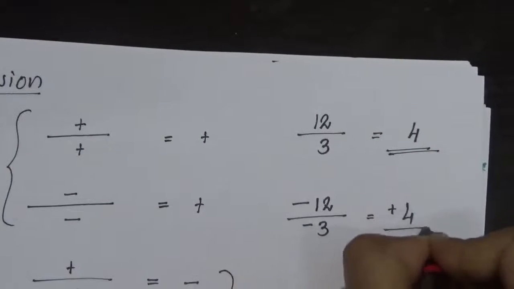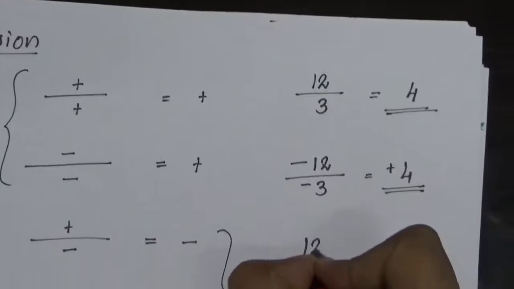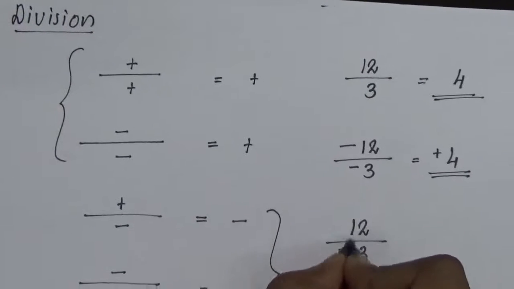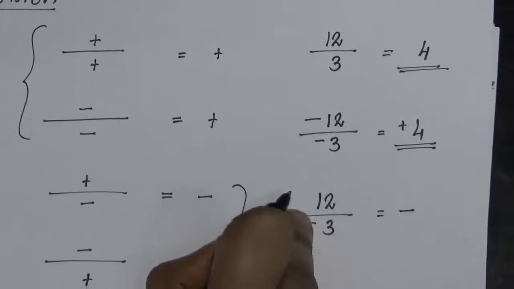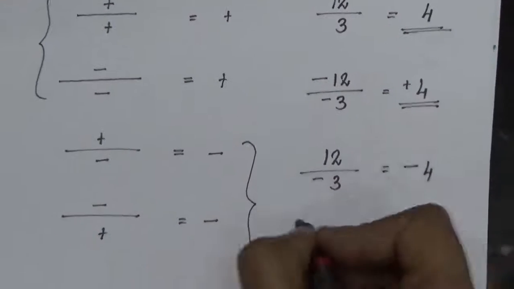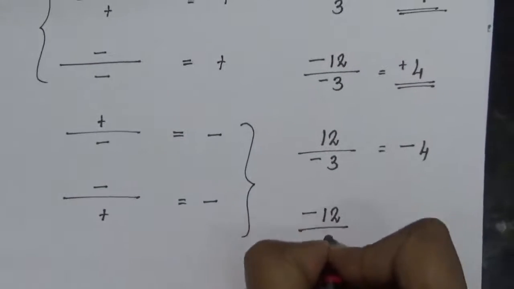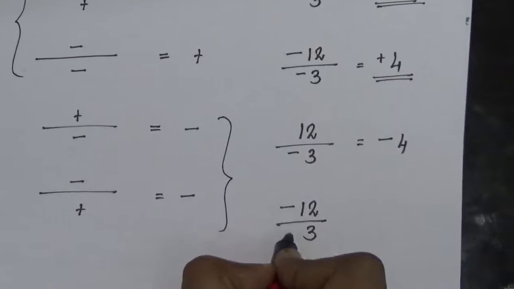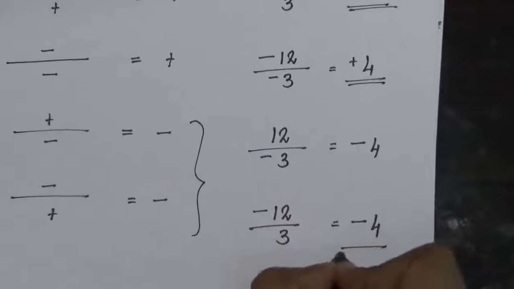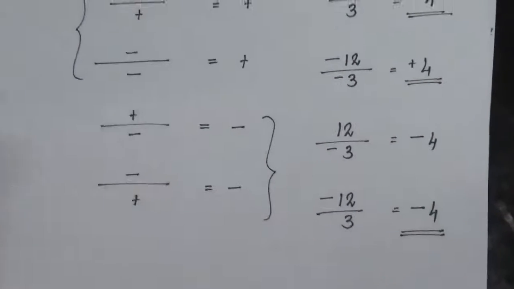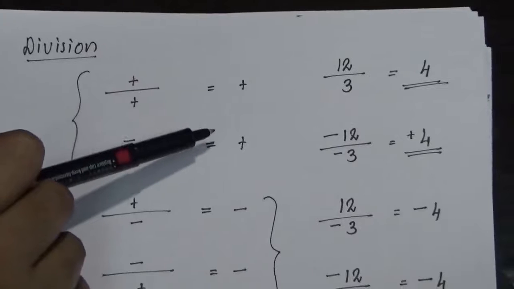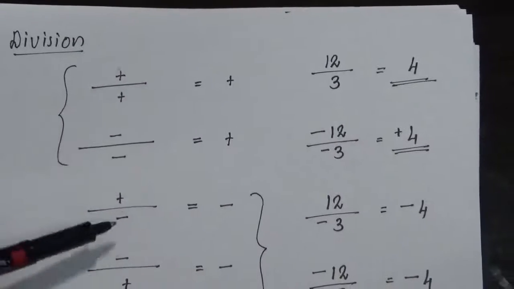Next is 12 by minus 3. This is positive, this is negative. Positive by negative is negative. The numbers 12 by 3 is 4. So the answer is minus 4. Next is minus 12 by 3. Negative by positive is negative. 12 by 3 is 4. So the answer is minus 4. So remember this rule. If the numbers are of the same sign, the quotient will be positive, and if the numbers are of different signs, the quotient will be negative.